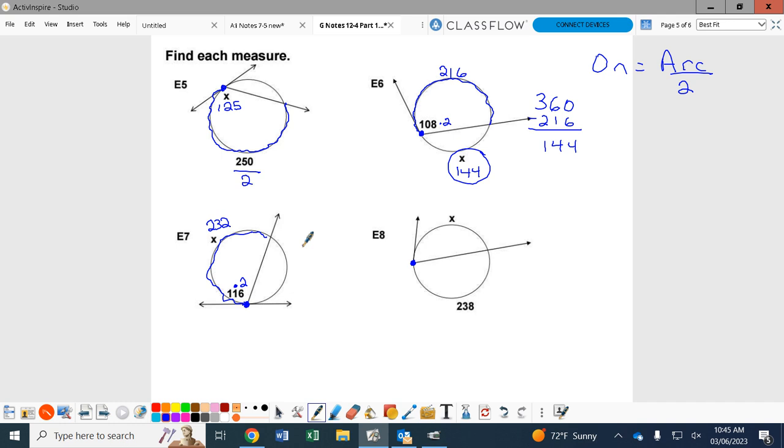Now, the next one doesn't require you to look at the angle in any way, shape, or form. This is old stuff, guys. Look just at the circle. What does every circle add up to? And I've already used up this 238, so just do 360 minus that 238. What's that going to give us? 122. Now, do I need to do anything to that 122 to get my final answer?